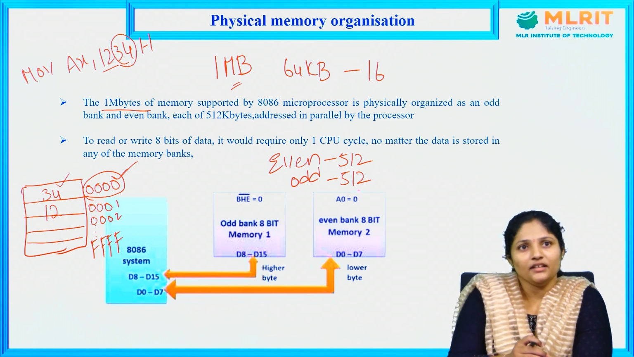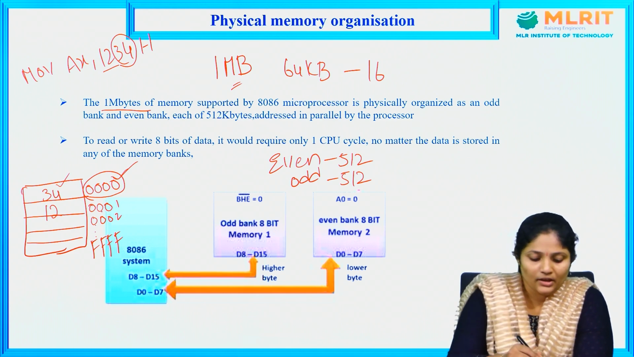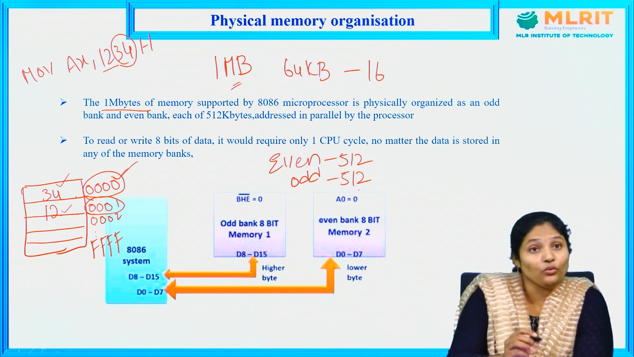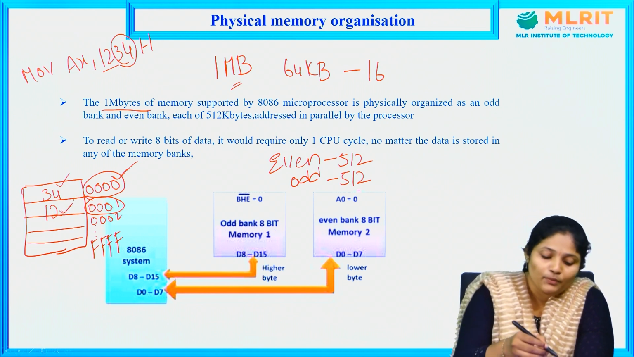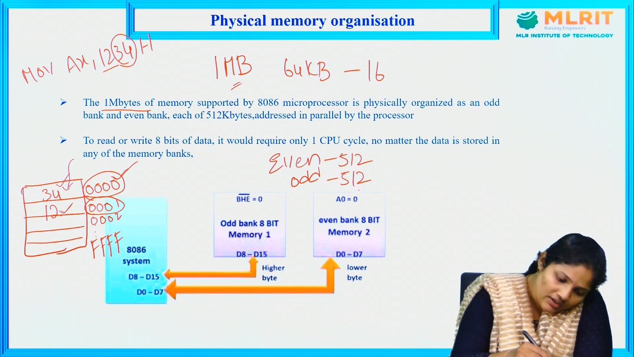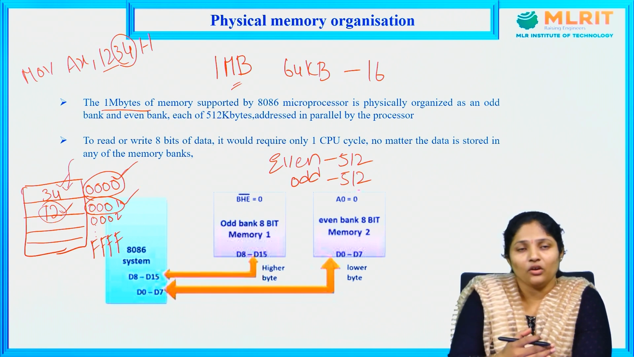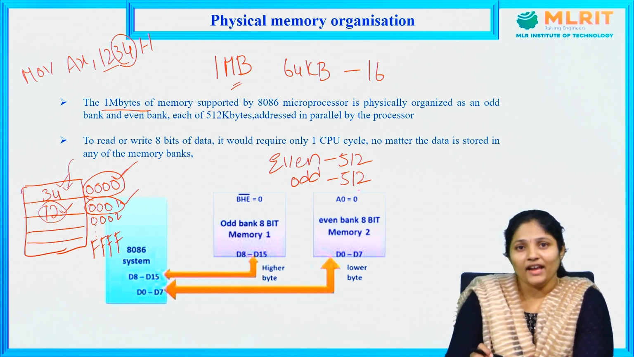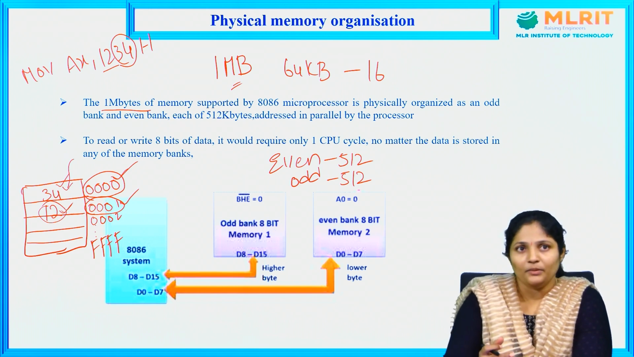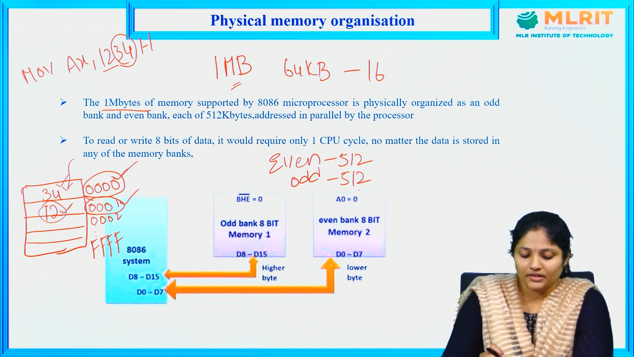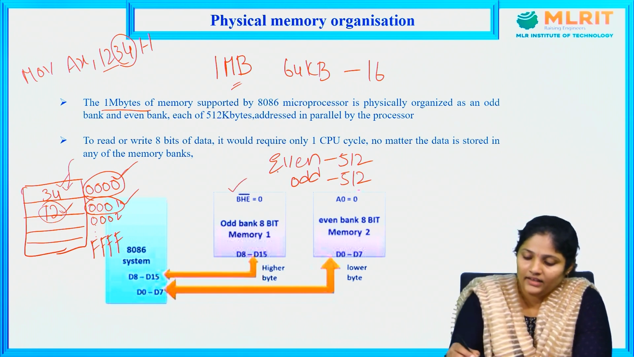When we consider data present in an odd memory location, the processor needs to enter into this memory location and then enter into the second memory location, which is an odd memory location. That's why the processor needs more than 1 clock cycle to access the data present in odd memory locations. To access data at a time in 1 clock cycle, the processor divides this particular 1 MB memory into an odd bank and an even bank.